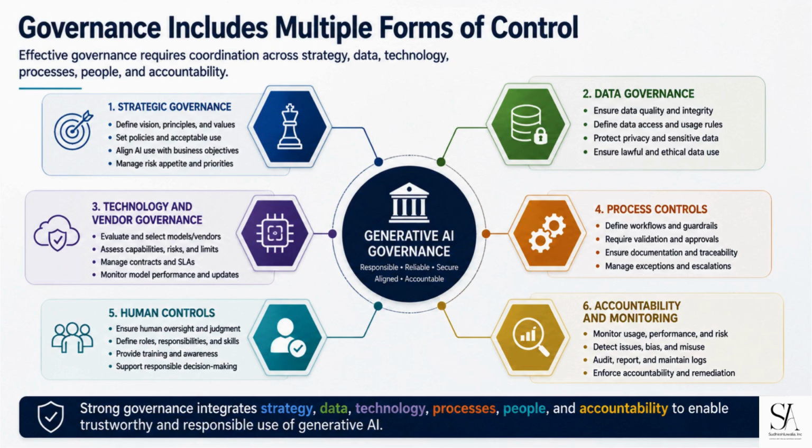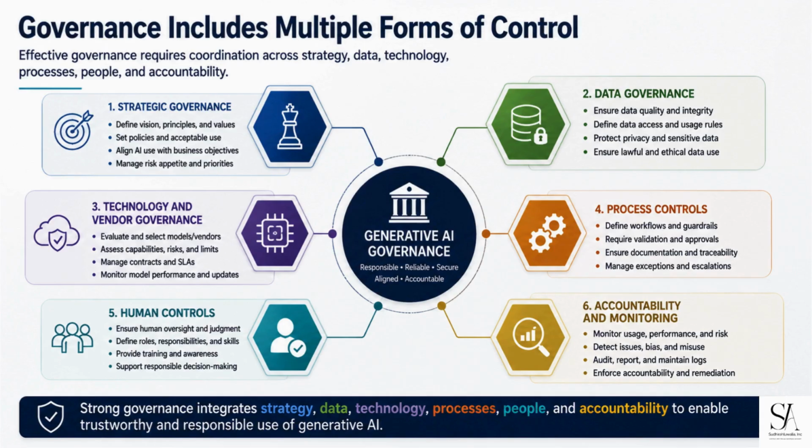From there, we will examine generative AI governance and see how organizations can translate responsible AI principles into practical controls covering strategy, data, technology, processes, people, monitoring, and accountability. We will then turn to human oversight and examine how responsibility should be distributed as AI systems move from generating information toward influencing decisions and taking actions.